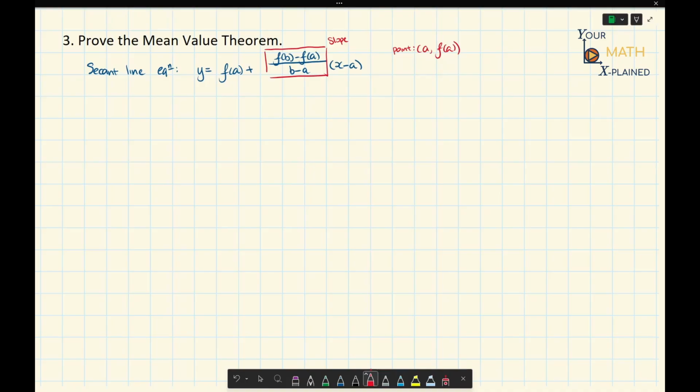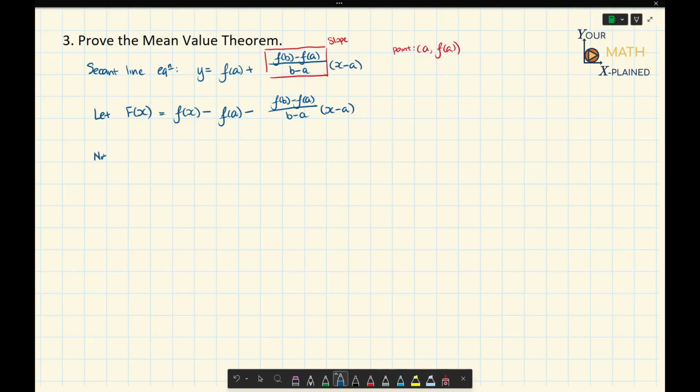Next, we're going to define a function capital F of x, and this is going to be the difference between our function f and this secant line. So this is going to be equal to f of x minus our secant line equation. So that's going to be minus f of A minus f of B minus f of A over B minus A times x minus A.